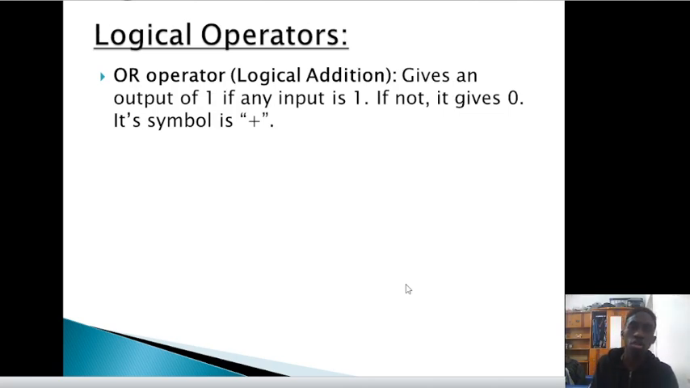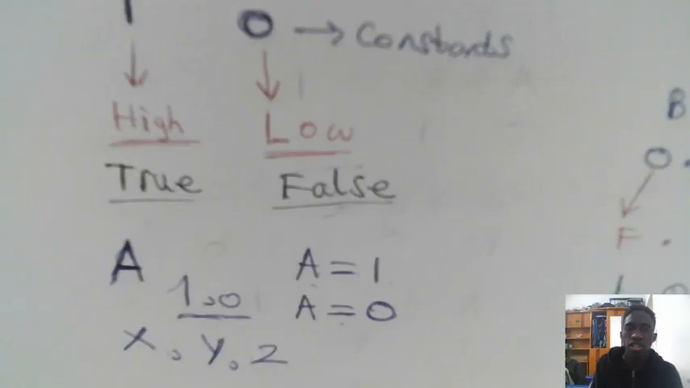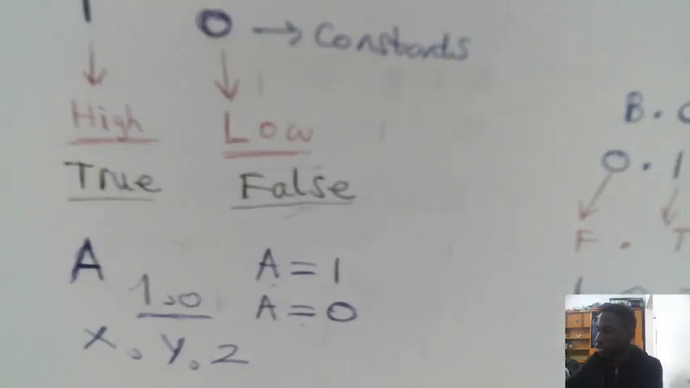So we talk about the OR operator. It's used for logical addition. We'll see why it's used for logical addition. So what does the OR operator do? It gives an output of 1 if any input is 1. And if none of the inputs is 1, it will give an output of 0. Its symbol is the plus sign. So let's get right into that.